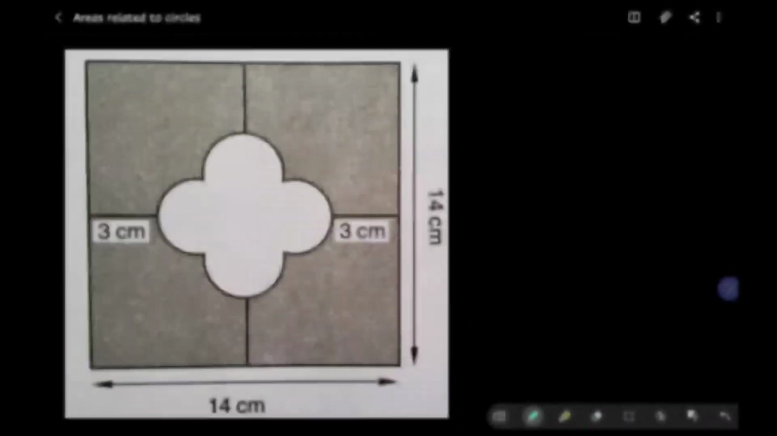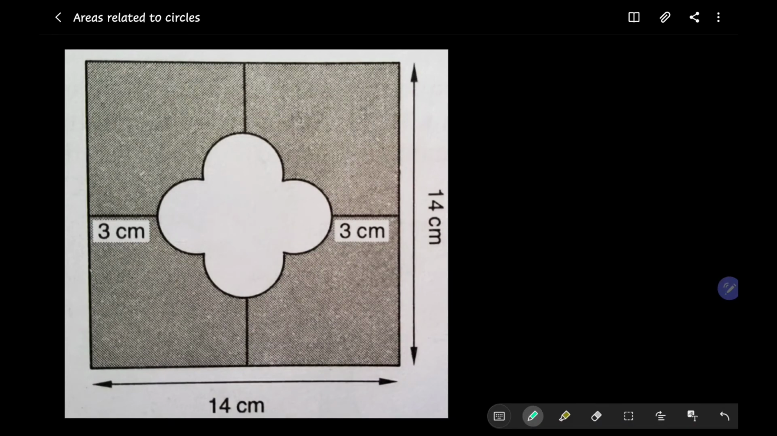In the second problem, we need to find the area in grey color, which is actually shaded. So we need to subtract the area of the white color region from the square. By the given dimensions, we can say that the length of the blue color line is 8 centimeters. This is obtained by subtracting 3 centimeters from the 14 centimeter side length.